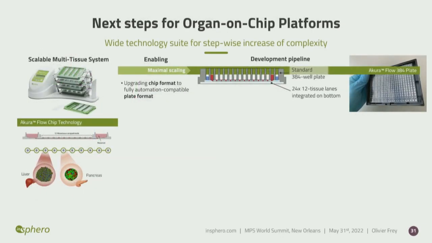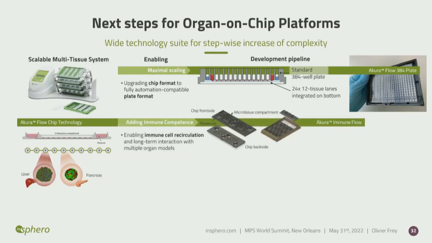Where do we go to? We use this model now to create a fully scalable model. So from the chip system, we go now to a fully 384-well version, which means that we will have 24 channels to do these multi-tissue setups on a standard plate format. We are using the same approach also to include immune cells. This required a re-engineering of the chip based on the same system in order that the immune cells can flow between the different microtissues without sedimentation and without getting stuck somewhere in the corner.